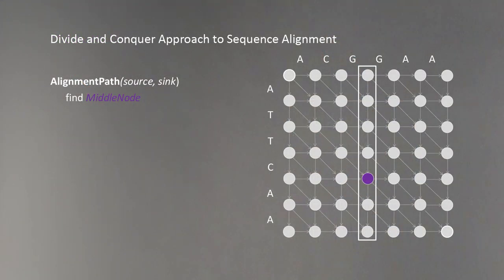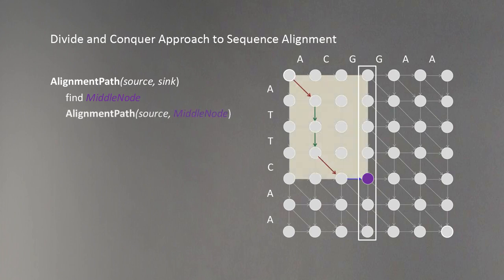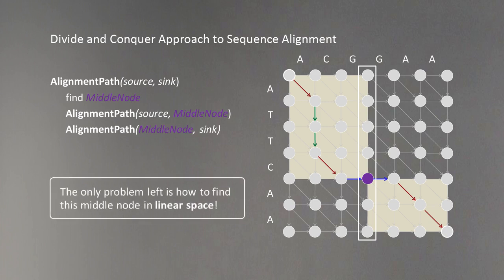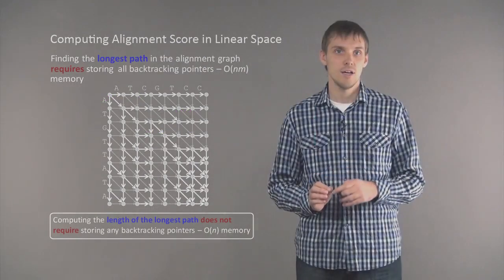Let's design an algorithm to find sequence alignment. At the first step, we need to find a middle node. Then we need to find the alignment between the source and the middle node. And after that, we need to find the alignment between the middle node and the sink. Since we know all parts of the path, we can do it recursively. So the only problem is how to find this middle node, because we don't know yet.